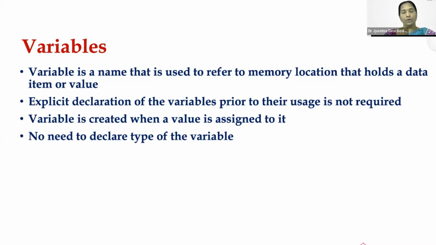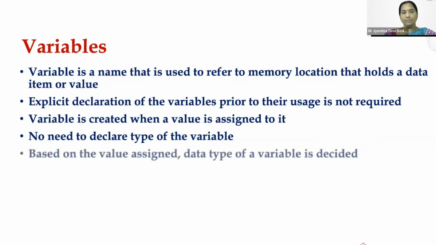And also you need not mention any type for the variable. A variable in Python need not be assigned any type. But that doesn't mean that variables don't have any type. Based on the value we are assigning to the variable, its type will be decided. So this is about the properties of variables.